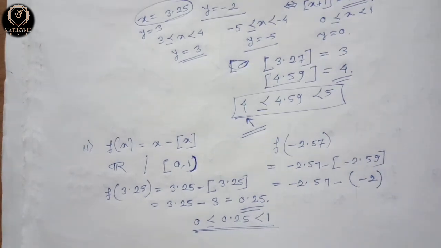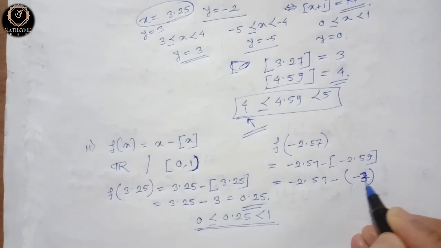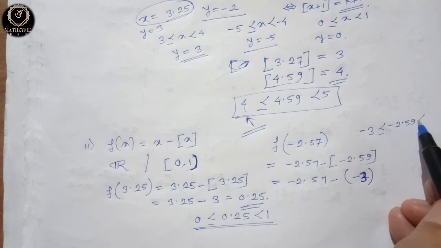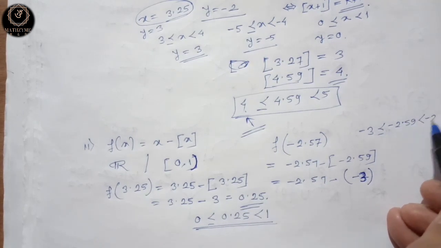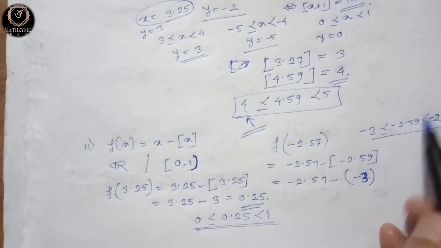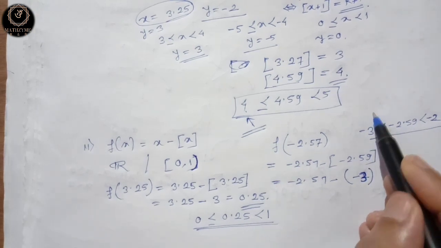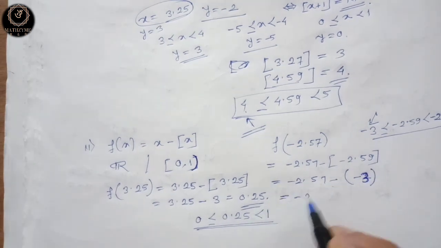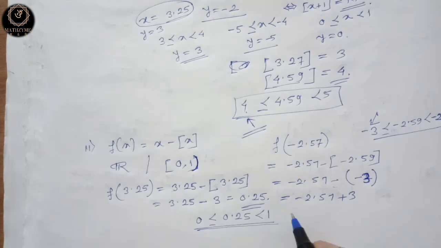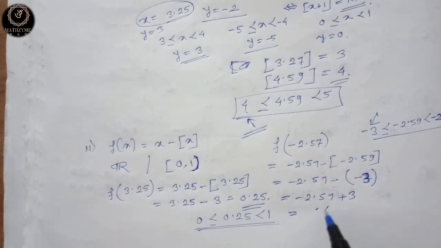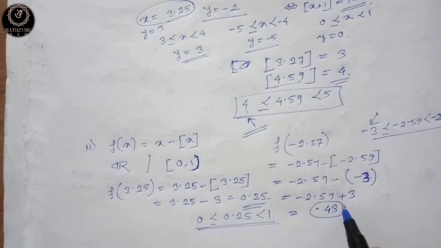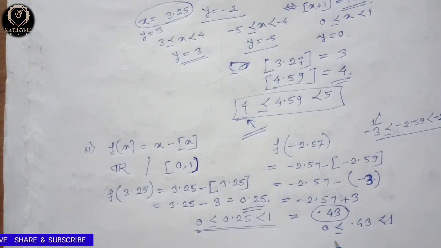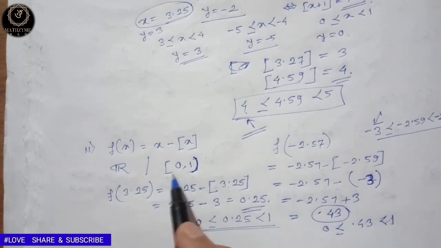This is −3 definitely. Why? Because −3 is less than or equal to −2.57, which is less than −2. We may write it like this. So the greatest integer function's definition says you must take it as −3. Here −2.57 plus 3 equals 0.43. Clearly 0.43 is in between 0 and 1. So always you can see that the range is 0 to 1.